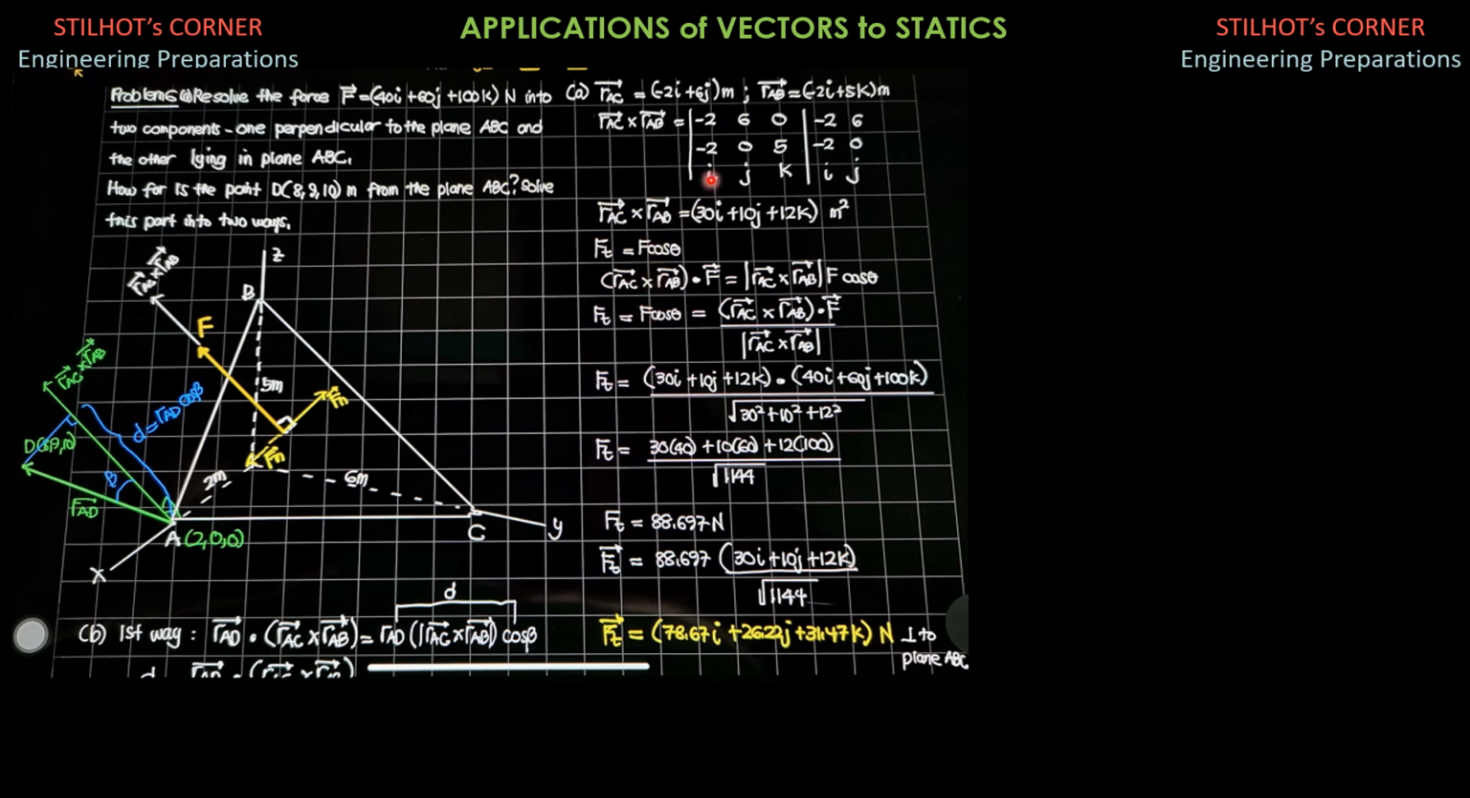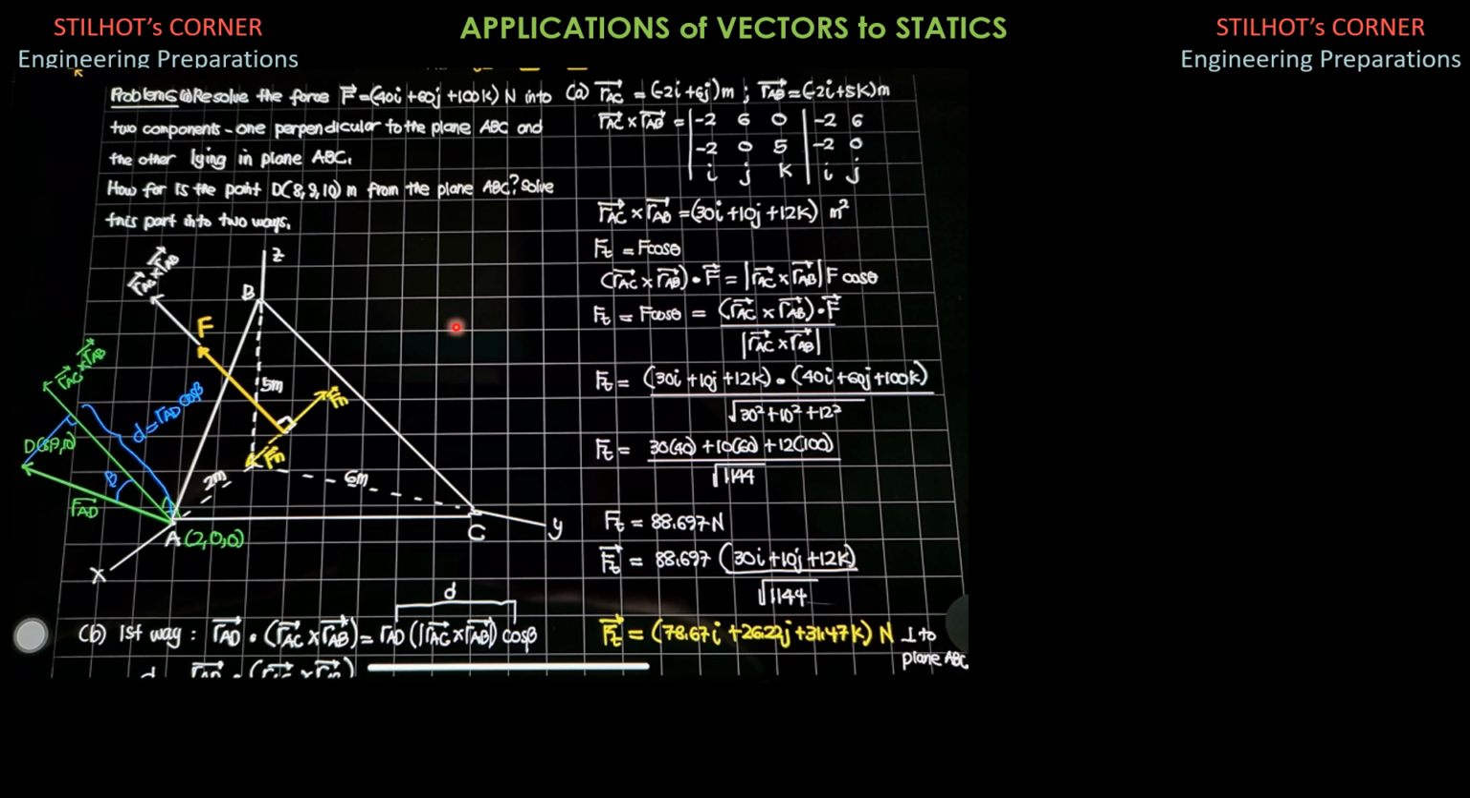So RAC cross RAB is equal to, so first for i, 6 times 5i, so that's 30i, then minus 0 times 0, so it's 30i only. Along j, we have 0 times negative 2, so 0, then minus 5 times negative 2, so minus negative 10, so we have positive 10j. Then along k, negative 2 times 0k, that's 0. Then minus negative 2 times 6, so that's minus negative 12 or positive 12k. So the units are meter square.